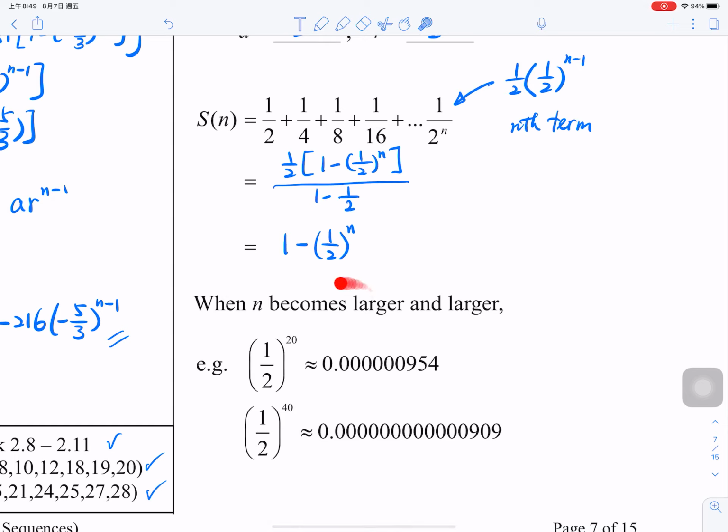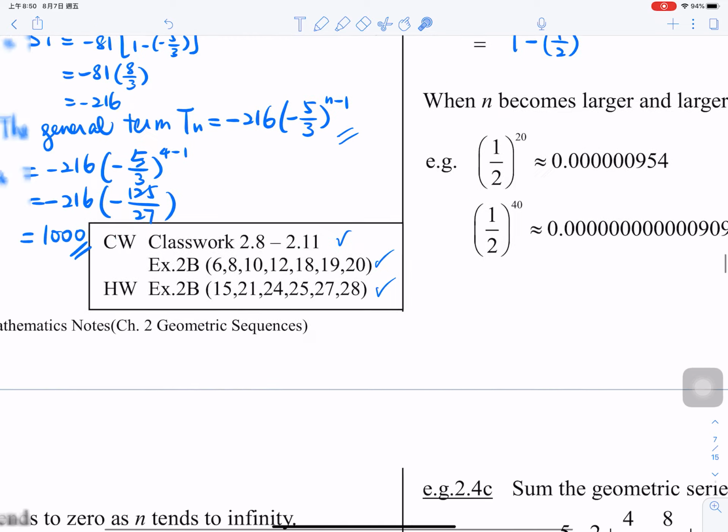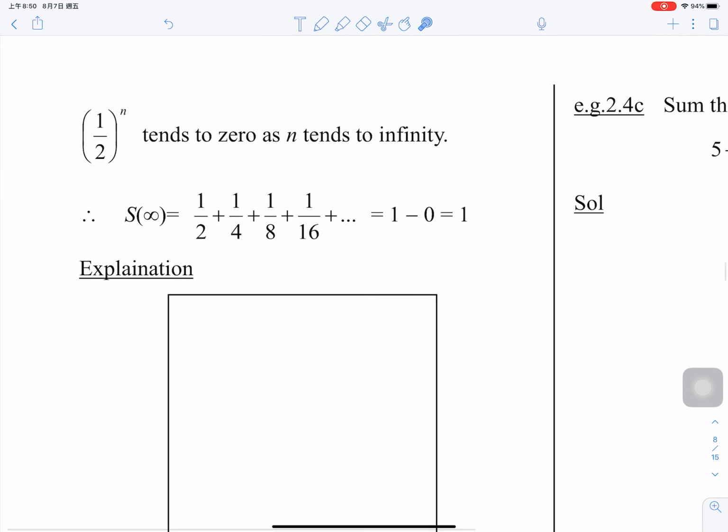When n becomes larger and larger, for example to the power 20, you get this. To the power 40, you get this. How about to the power 100? That means nearly equal to 0, but not exactly. So as a result, we use a figure to help you understand clearly. Here, negative 1 over 2 to the power n tends to 0 as n tends to infinity. Again, we use this symbol.